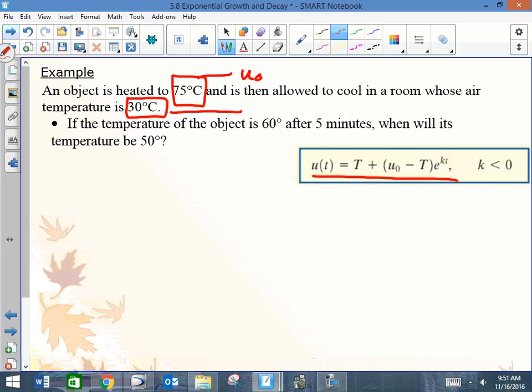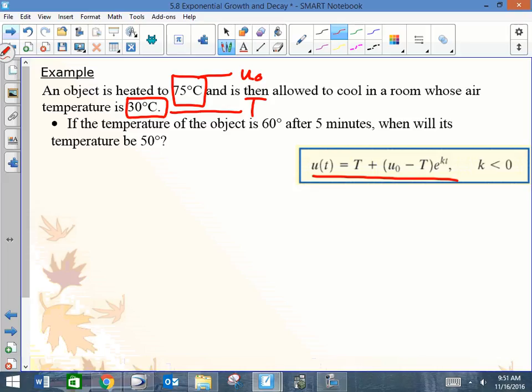Yes. T is the temperature of where you're putting this thing to cool. The room, the freezer. Sometimes you put something right in the freezer, then it's supposed to stay moist. And you like that word? Okay. So we're going to take this U of T.